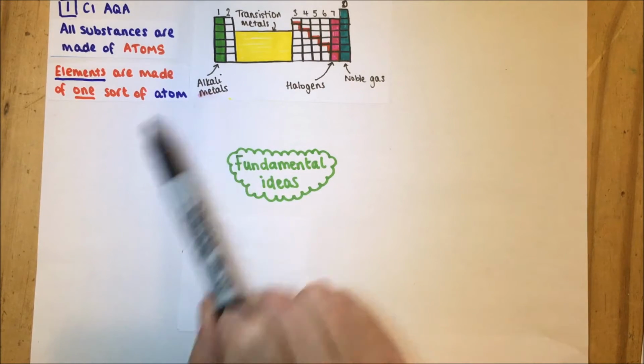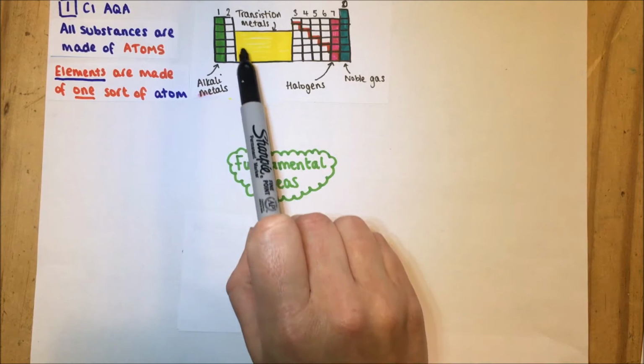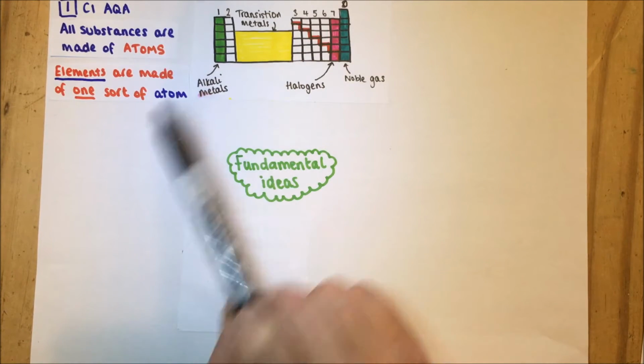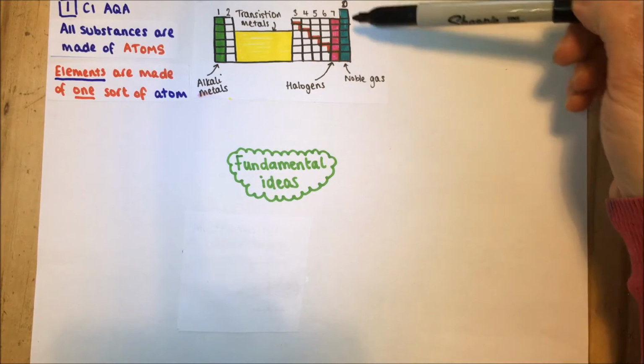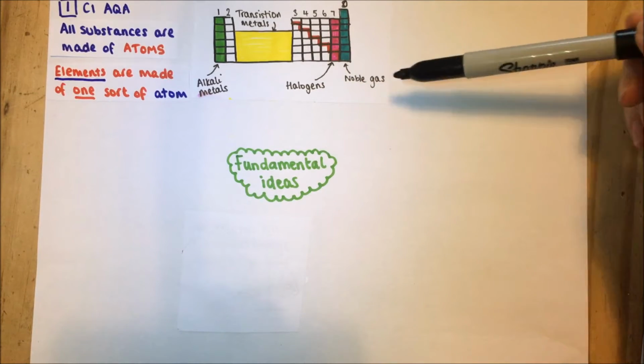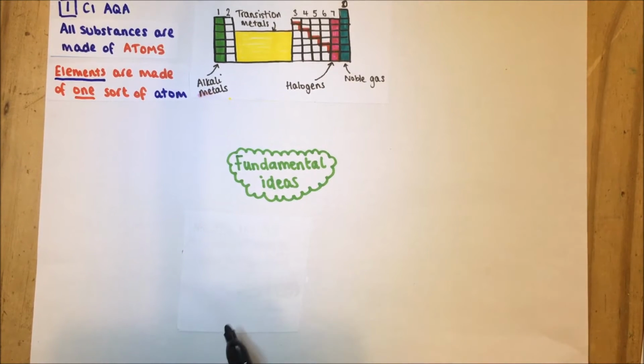You need to know that group 1 is the alkali metals. You need to know the central block here are called the transition metals. Group 7 are the halogens, and 0 at the end, or sometimes called 8, are the noble gases, and we'll look at those in particular in a second.